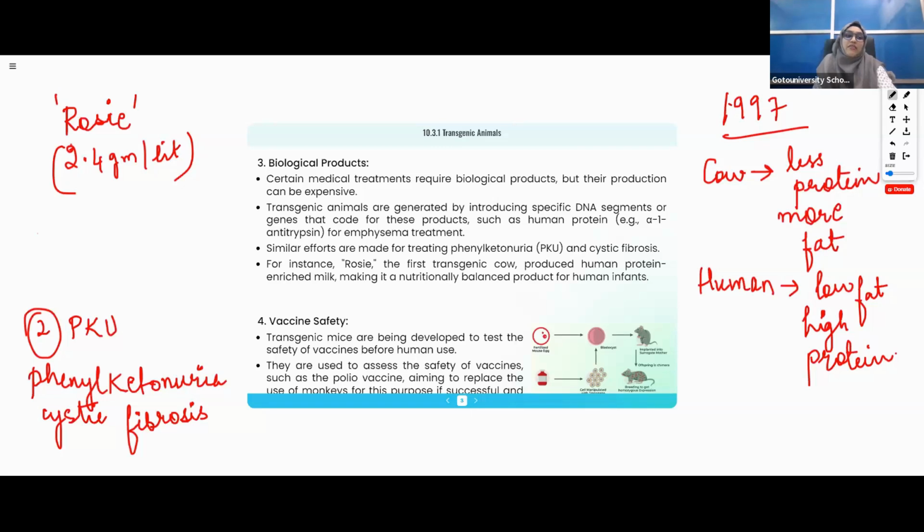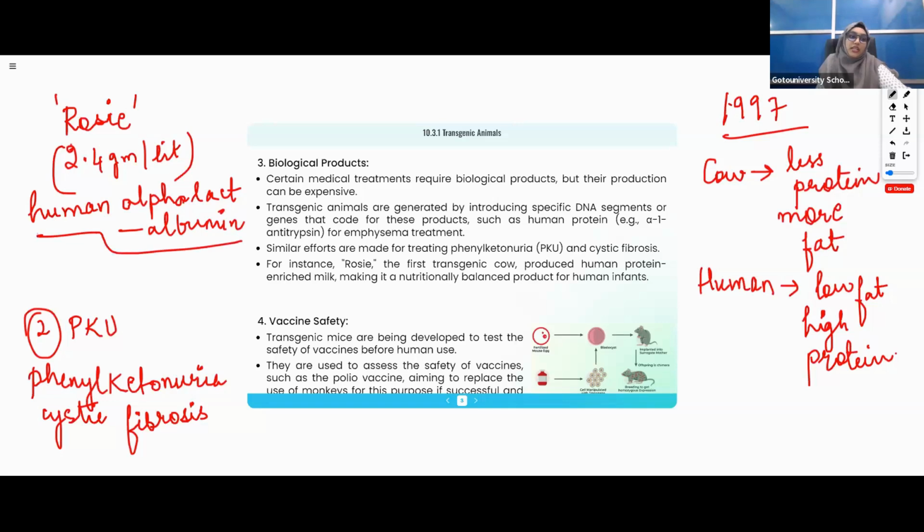The milk will be having human alpha lactalbumin. What is the protein name? I'll write here, this is extra what I am saying. Human alpha lactalbumin. So this is the human protein, and it's nutritionally very good. The milk which we are getting from Rosie is nutritionally very good for babies and infants. Now you are clear, I think, how we are getting the biological product from the transgenic animal. This was one example, and there are many other examples of how transgenic animals give us biological products. Is it clear now?